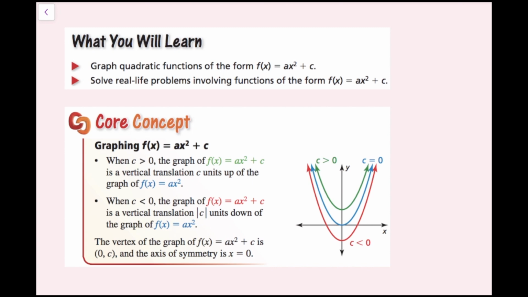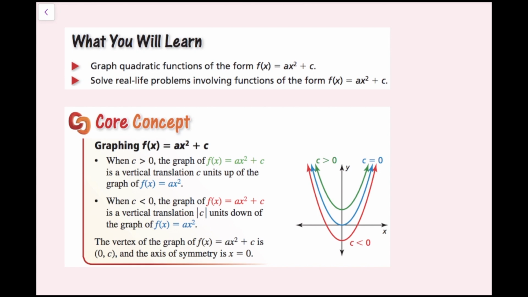When c is greater than 0, the graph of f of x equals ax squared plus c is a vertical translation c units up of the graph of f of x equals ax squared. When c is less than 0, the graph of f of x equals ax squared plus c is a vertical translation, the absolute value of c units down of the graph of f of x equals ax squared. The vertex of the graph of f of x equals ax squared plus c is (0, c), and the axis of symmetry is x equals 0.